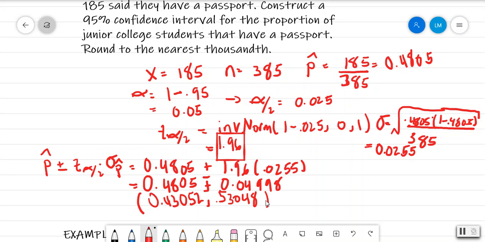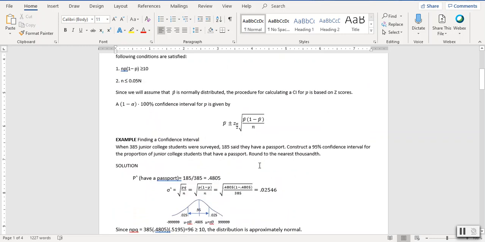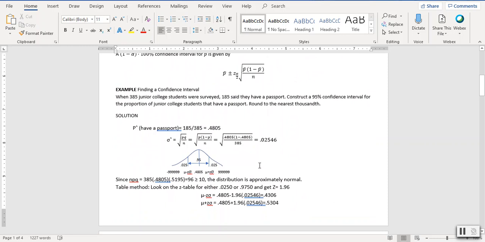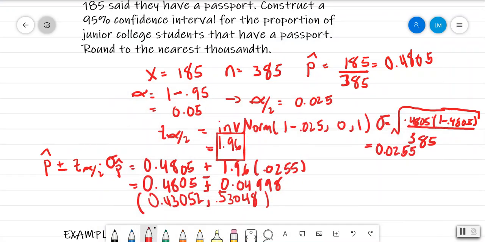So in that case, it tells you approximately how many people you expect to have a passport, at least, and then up to. And I can verify my answer by looking at the work. So 0.4306 and 0.5304, which is roughly very close to what we have.